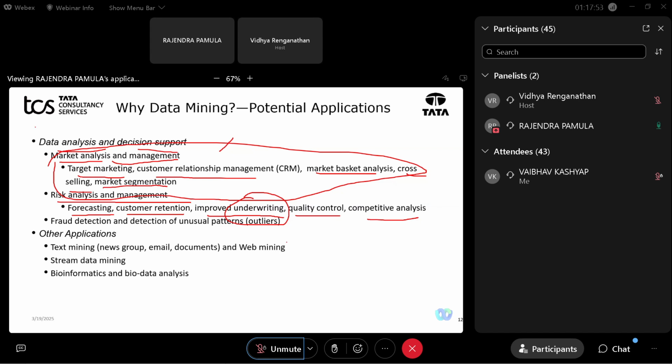Can you tell me what is underwriting? Data mining can be used in many areas, especially in risk management. It can even be used in improved underwriting. What is meant by underwriting? Maybe you have heard this common word or not. I just want to know whether you understand what improved underwriting is.